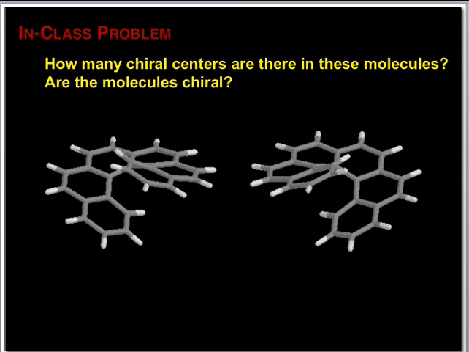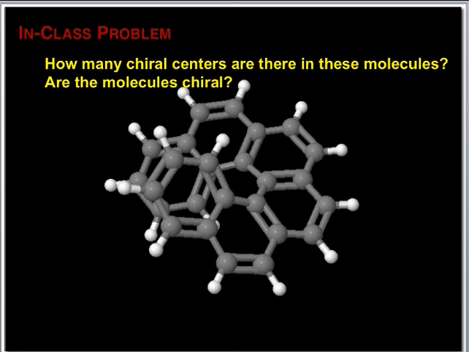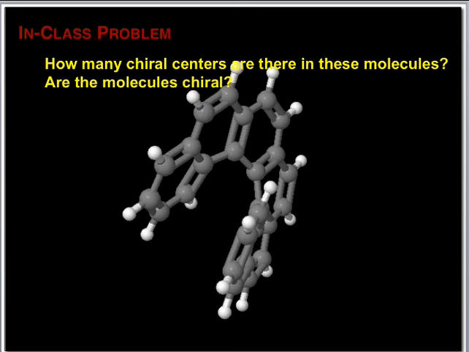Think of it as a spiral staircase. Here you're spiraling this way. Here you're spiraling this way. Kind of a neat compound. It's called helicene. It's a helix. And it exists as two enantiomers.